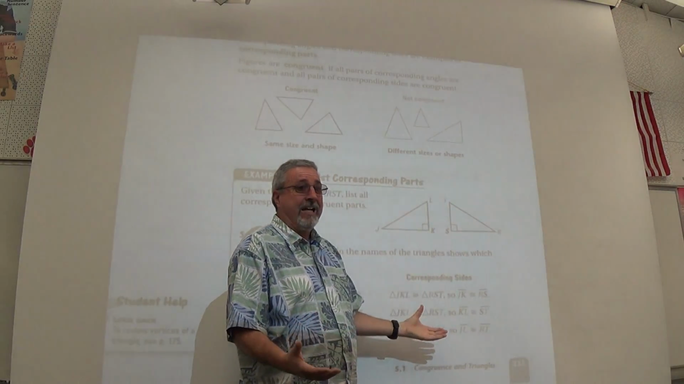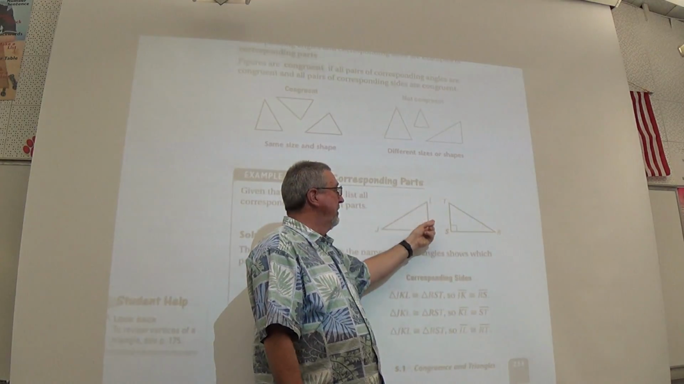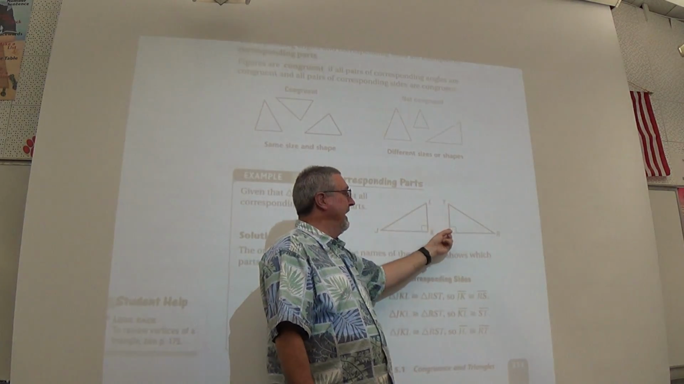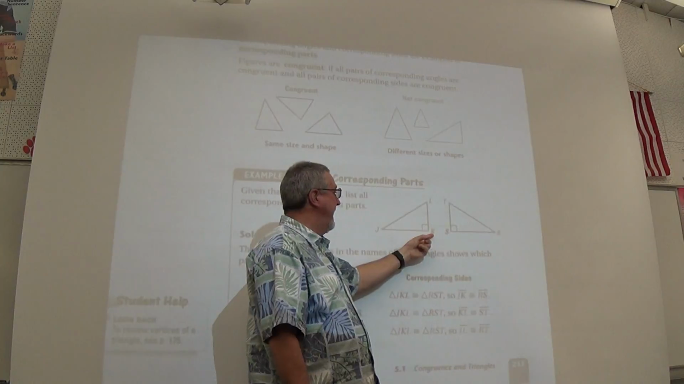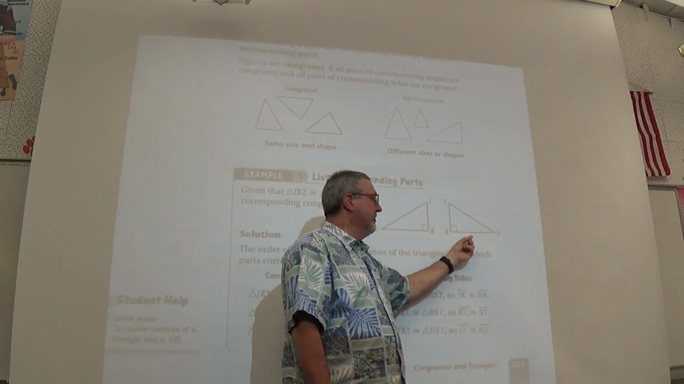As well as that, you have the sides. So the sides of KL would be congruent to the side of ST. The side of KJ would be congruent to the side of SR.